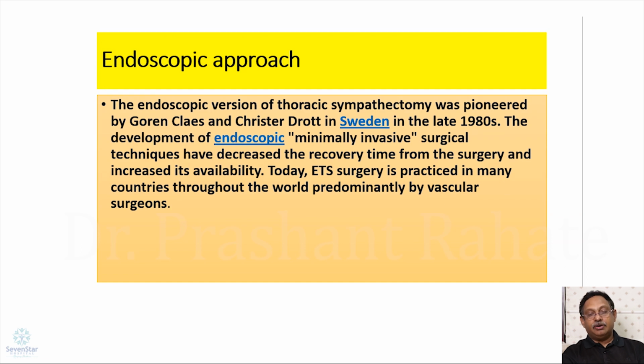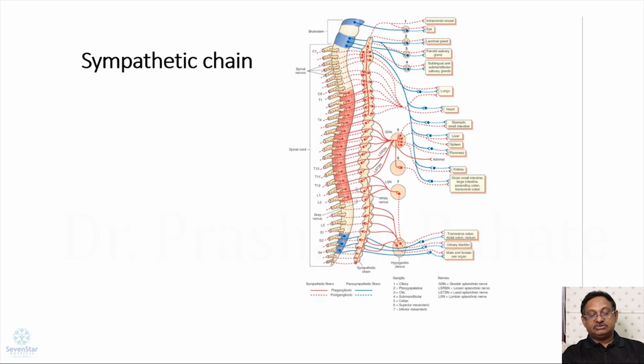So the endoscopic approach, many a time, can be done as an office procedure. The endoscopic version of thoracic sympathectomy was pioneered by Goran Claes and Christer Drott in Sweden in the late 1980s. The development of endoscopic minimally invasive surgical technique has decreased the recovery time from the surgery and it has increased the perfection of the procedure. Today, ETS surgery is practiced in many countries throughout the world, predominantly by vascular surgeons.